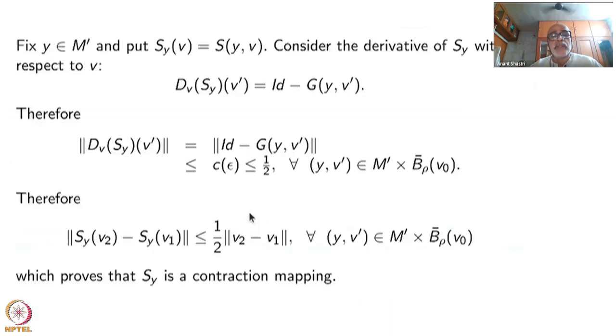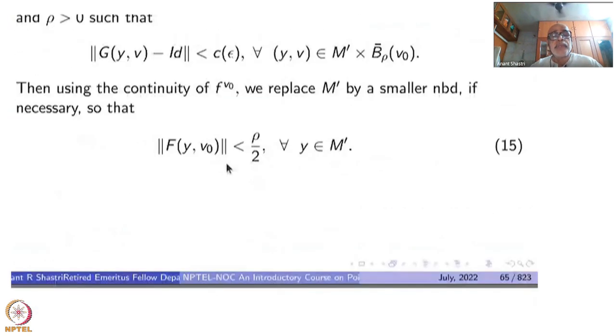We can see that because in the second step here, we have already chosen rho. And now we are using the continuity of this F in the second slot, so make the first slot smaller. The second slot is fixed here. As a function of y, it has become smaller. That's all.